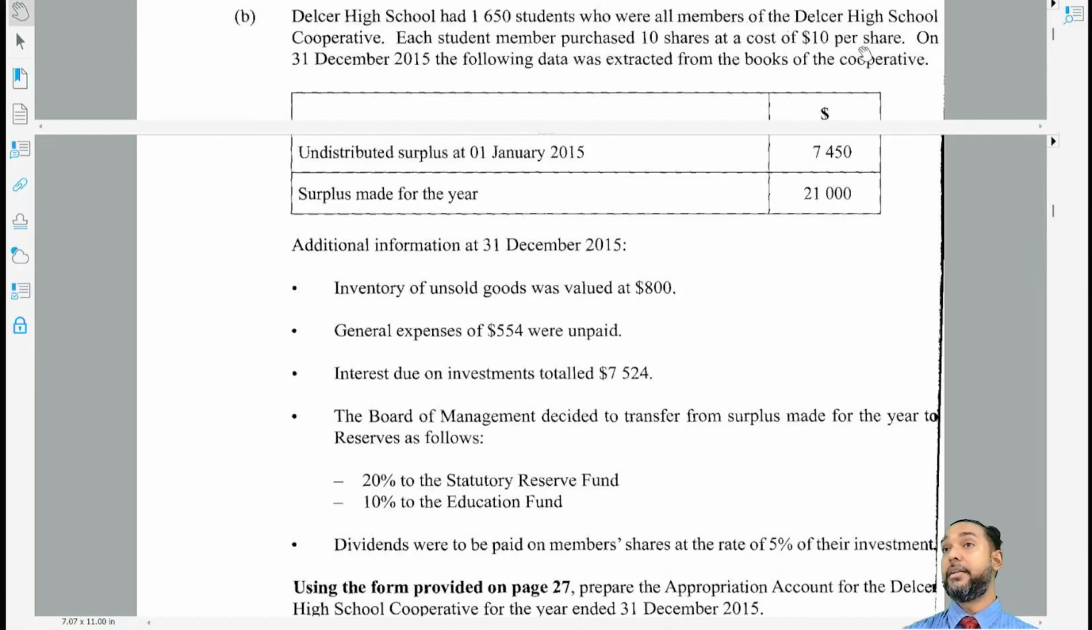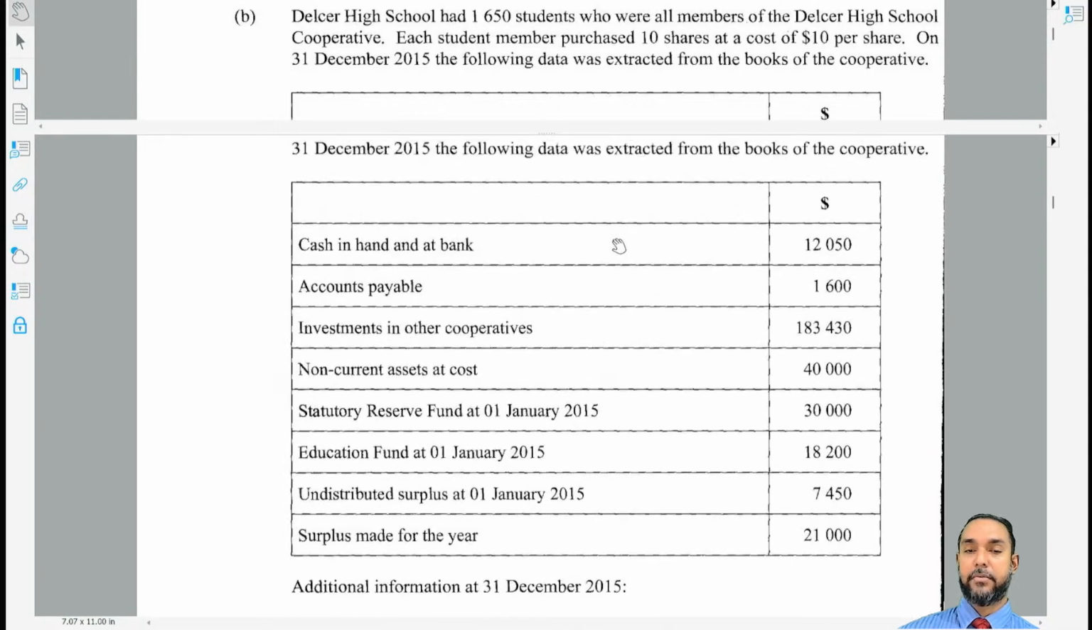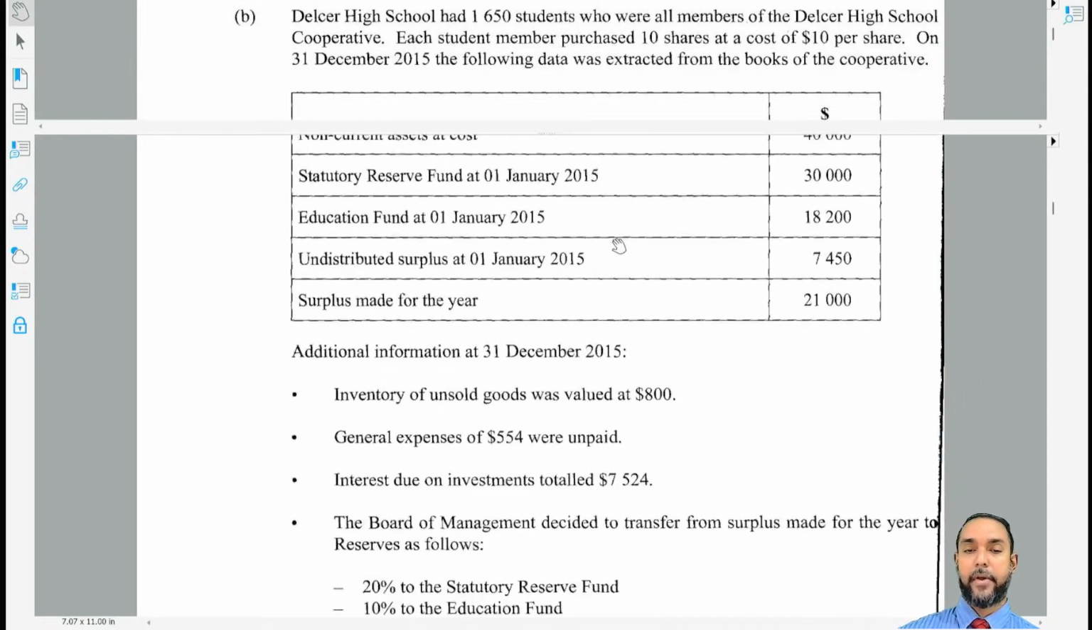$10 per share and 10 shares each is $100. So to find total share capital, you'll multiply that 100 by 1,650. Each of those 1,650 people contributed $100, 10 shares at $10 each. So to find the total capital, you'll multiply those three things together, which should be $165,000.